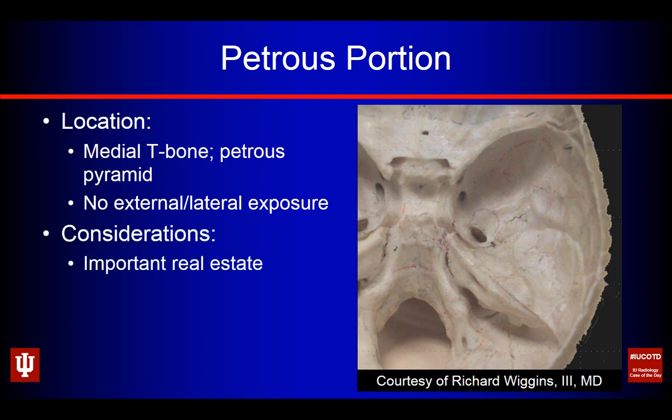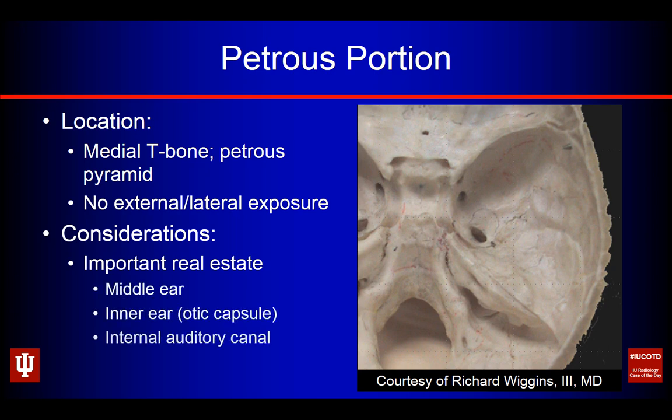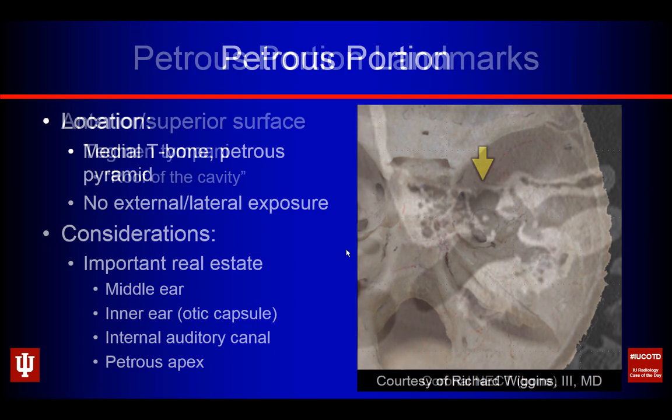Now, despite the fact that it doesn't have any lateral exposure, there's some really important stuff that goes on here. It houses the middle ear, the inner ear with the otic capsule, the internal auditory canal, and the petrous apex, all things that we'll talk about more in depth further into this talk.